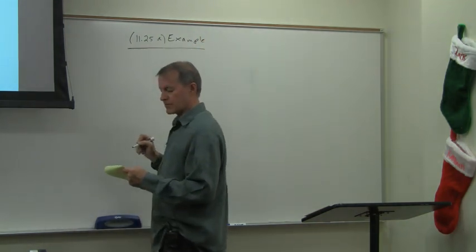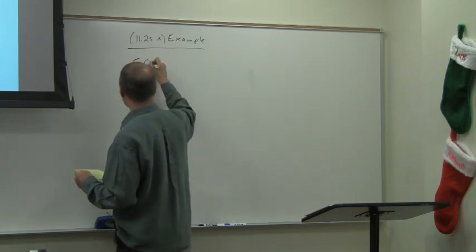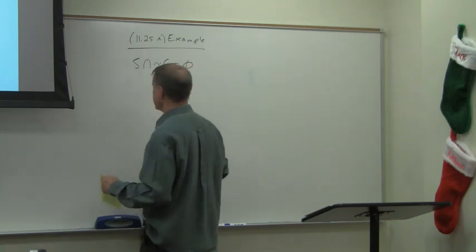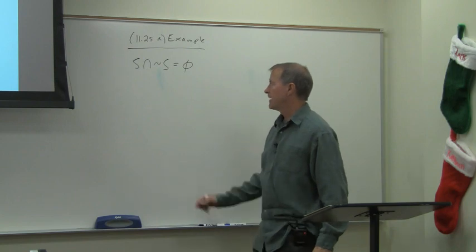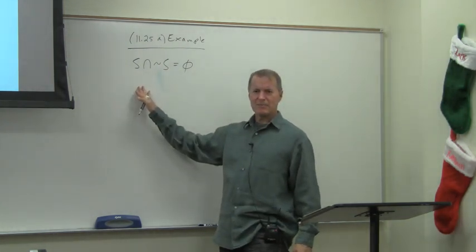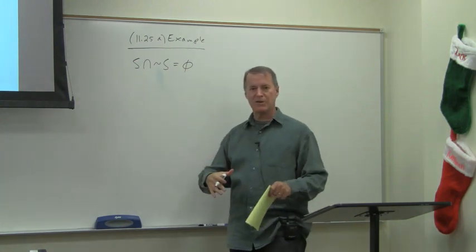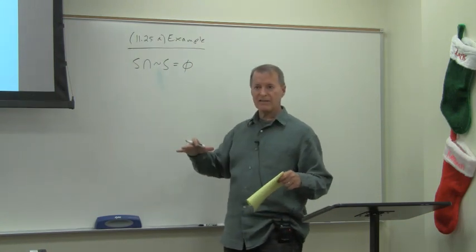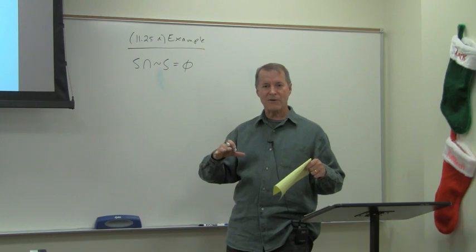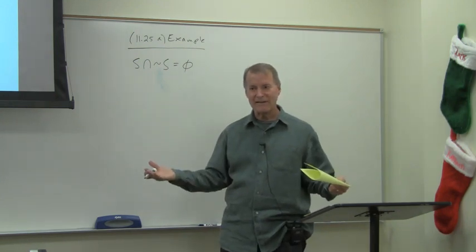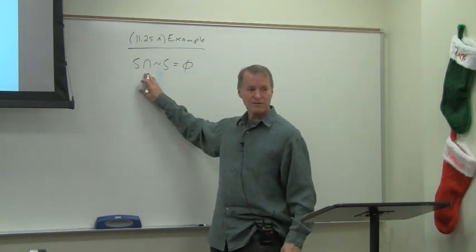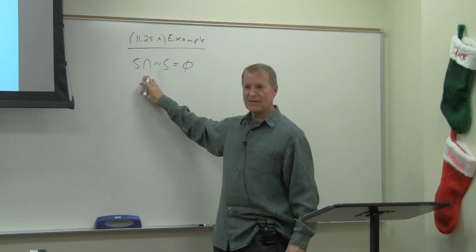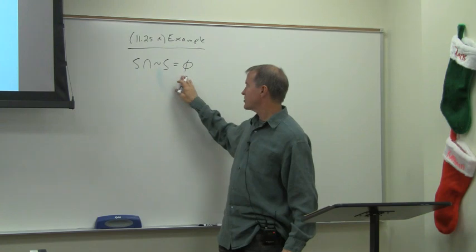All right, so let me ask you this. S intersect the complement of S equals the empty set. Now, what do you think? If S is some set, what's the complement of S? It's everything that's not in S. So if you take S and intersect it with everything that's not in S, what are you going to have? Everything or nothing? Is this intersection or union? This is intersection, so you want everything in common. There's nothing in common. So that should be the empty set, right?